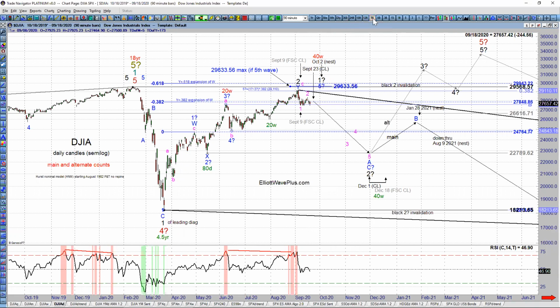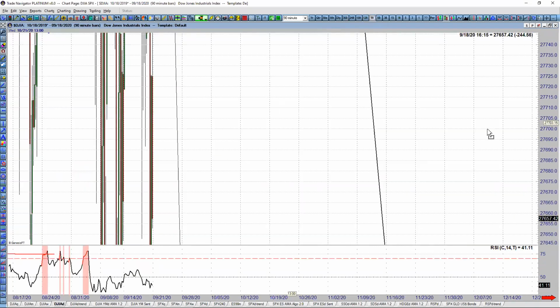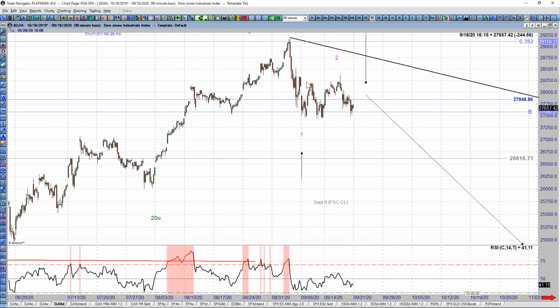If I were to jump all the way into the 90-minute chart on this, 1, 2, 3, 4, 5, that looks like a potential leading diagonal initially for a 5-wave structure to the downside. And then an A, B, C correction.